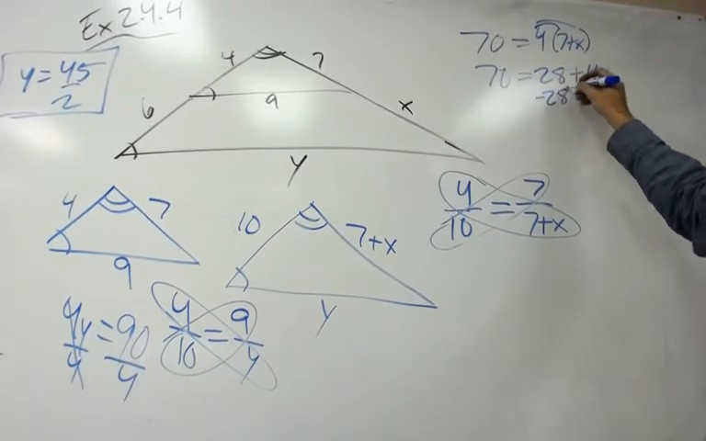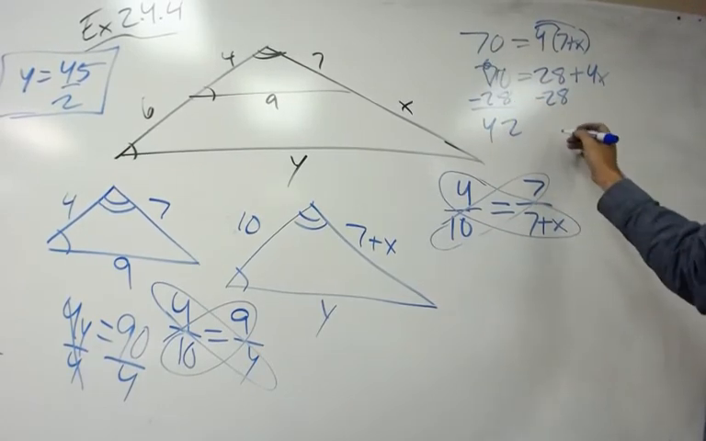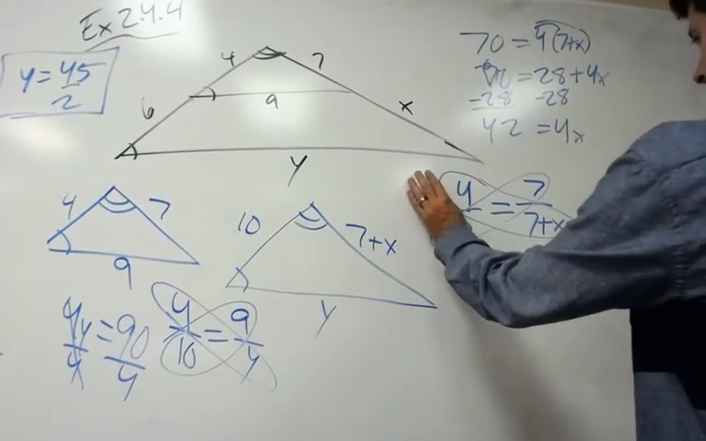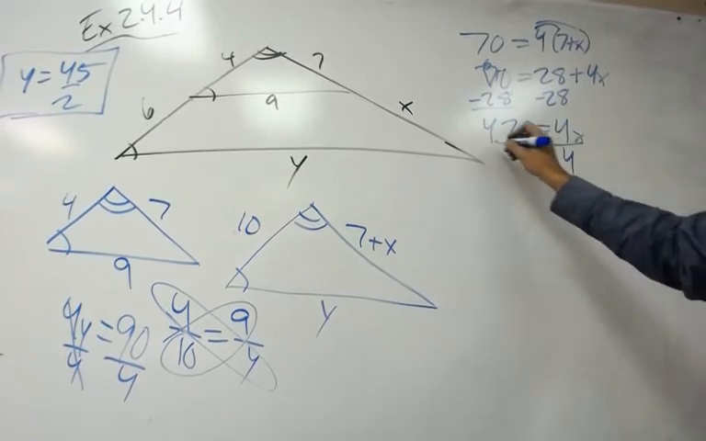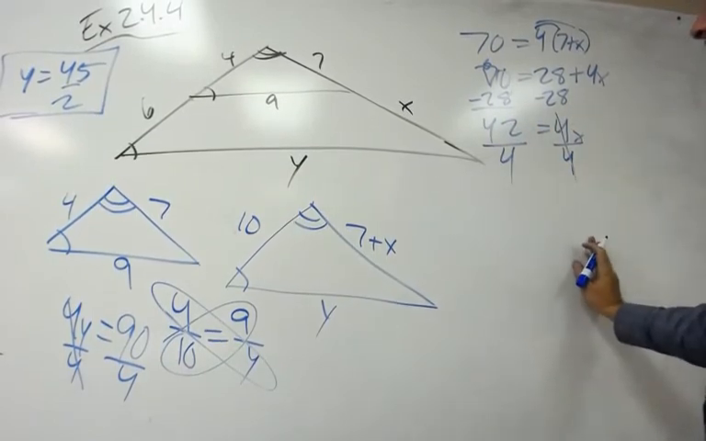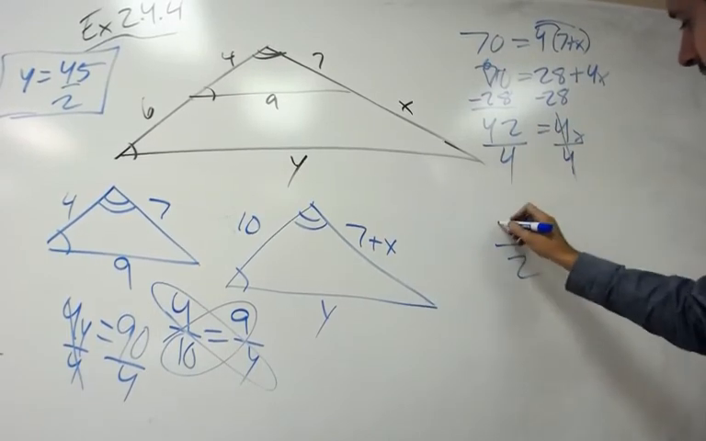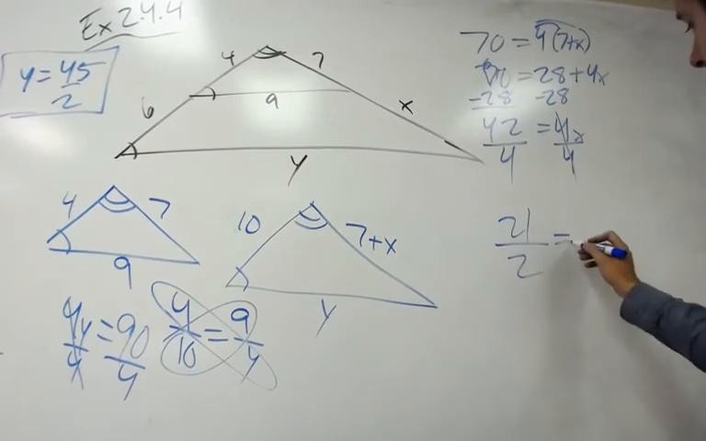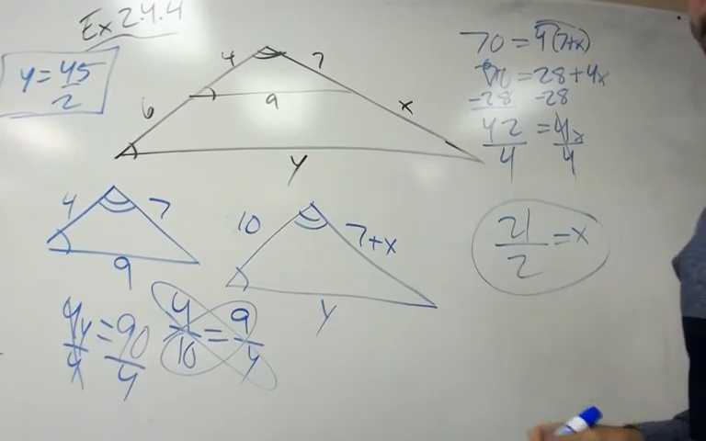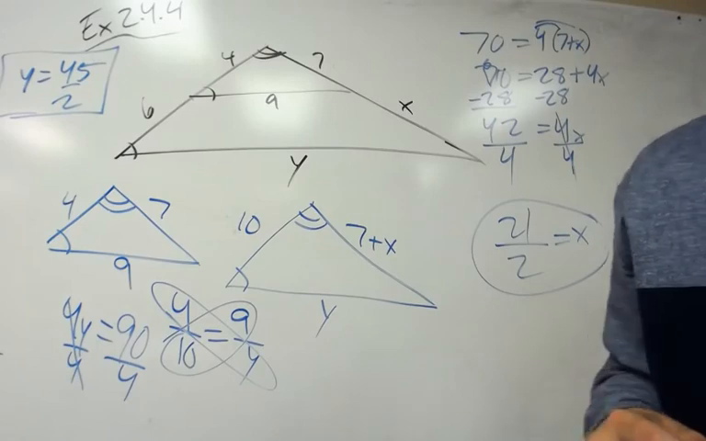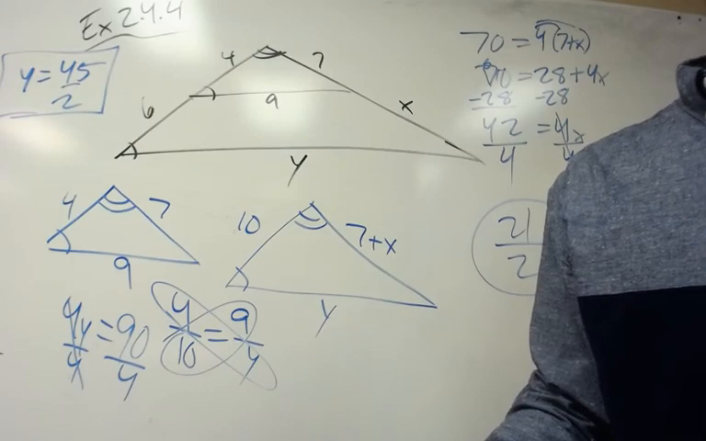Subtract 28. 42 equals 4x. Divide by 4. That would reduce to, let's see, 2 goes into 4 twice, 2 goes into 42 21 times. So your answer for x would be 21 over 2. Y is 45 over 2. And that is how you do overlapping triangles. You just know they're similar because of the angle-angle similarity theorem, and therefore they're proportional.